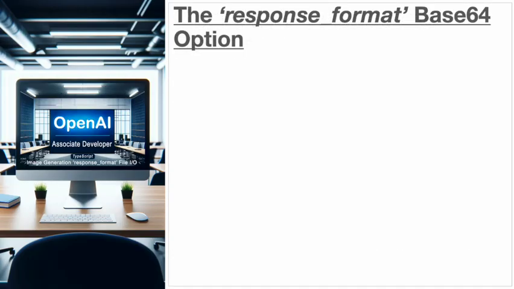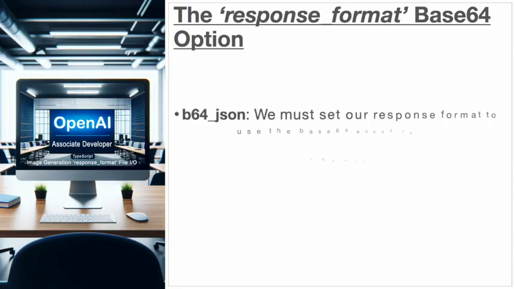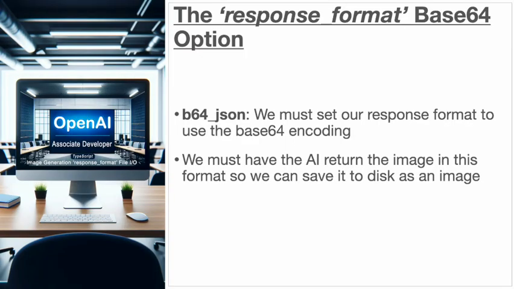Before we begin, it is important to know that for us to write the images returned from the OpenAI Image Generation API to a file, we must first set the response format configuration property to Base64 JSON. This ensures that the generated image is returned as a Base64 encoded JSON object, which is required to write the AI image to a file.